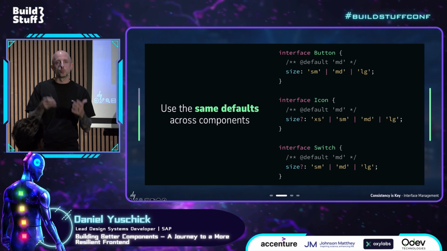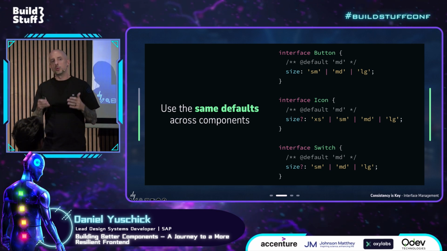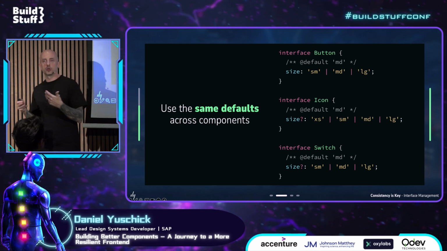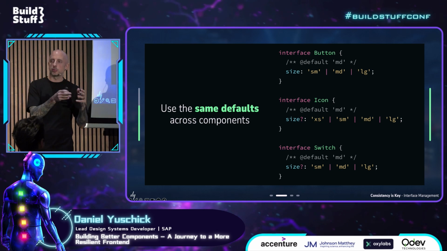So when we have just one set of conventions, we can learn those, and it doesn't matter if we're learning the components because the one set of conventions applies across the board.